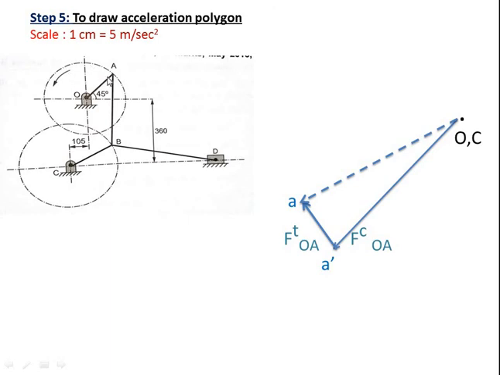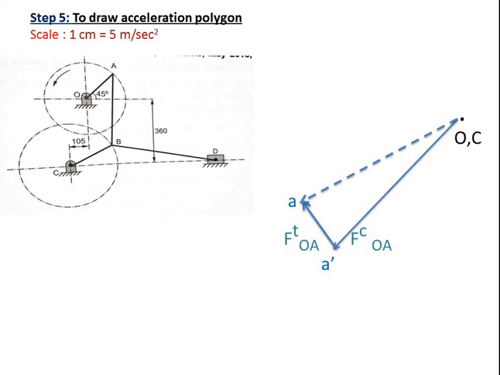Then we come up to A. Now we have to go for AB. Always we have to draw the centripetal acceleration of AB first, then the tangential acceleration of AB. The centripetal acceleration of AB we have to draw from point A, so this is the final point A. The centripetal acceleration of AB is parallel to AB, towards the center of rotation. Now A is the center of rotation for AB. When I say link AB, A is the center of rotation. If I say link BA, then B is the center of rotation.